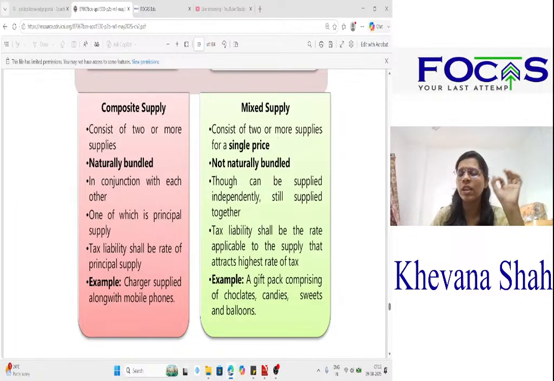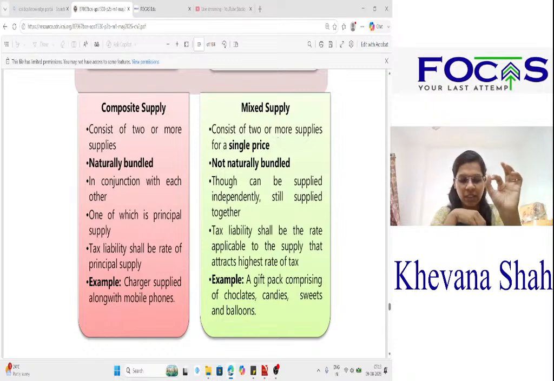See, these chocolates, candies, sweets, balloons, all of these are items which you can sell separately. But you are giving a combined product, that is, a gift hamper comprising all these things. Now, for deciding the rate of GST, you will check the individual rates applicable on chocolates, candies, sweets and balloons, take the highest rate that is applicable, and apply that highest rate to all these supplies.